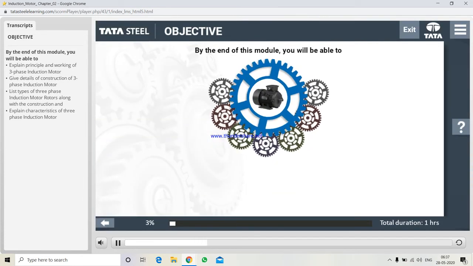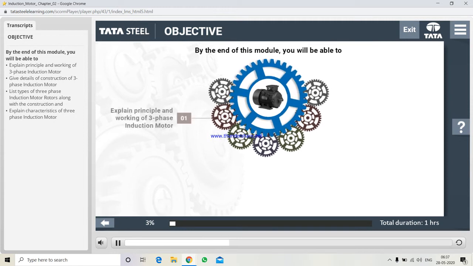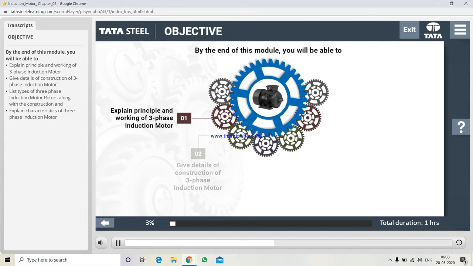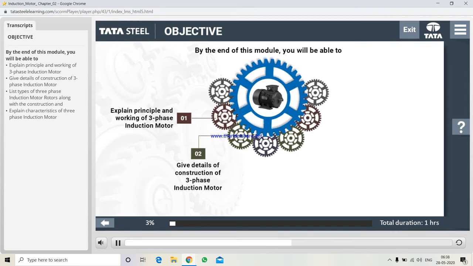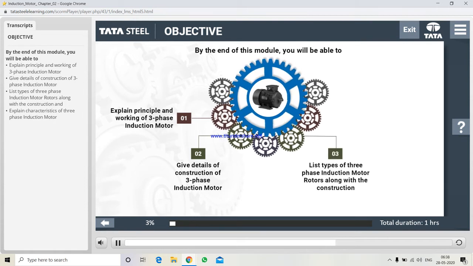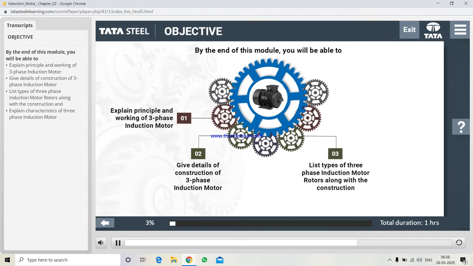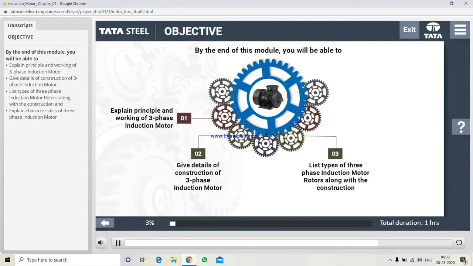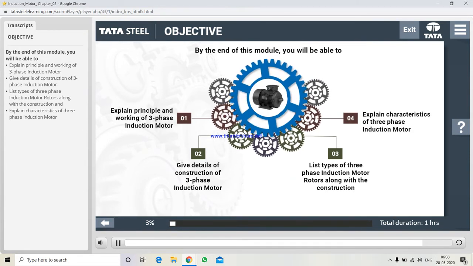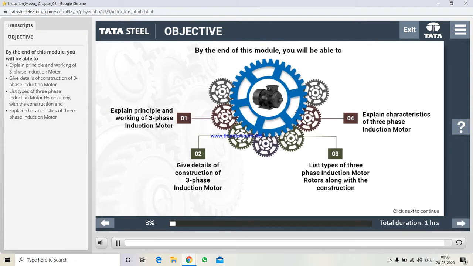By the end of this module, you will be able to explain principle and working of three-phase induction motor, give details of construction of three-phase induction motor, list types of three-phase induction motor rotors along with the construction, and explain characteristics of three-phase induction motor. Click Next to continue.